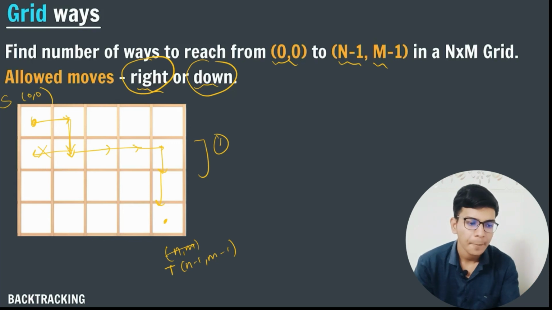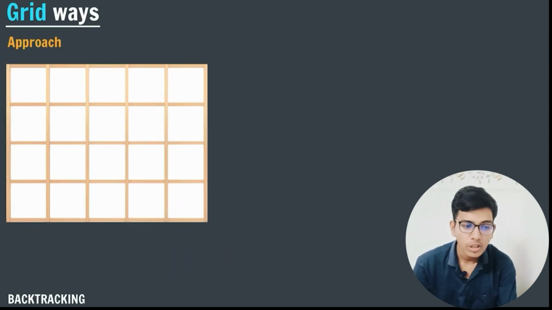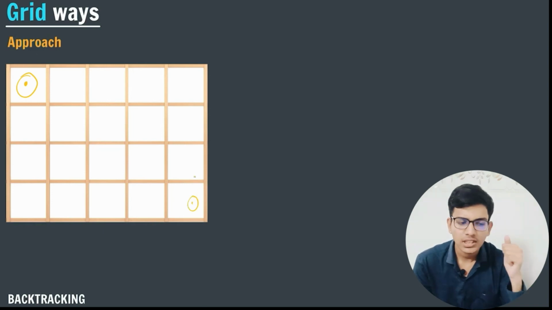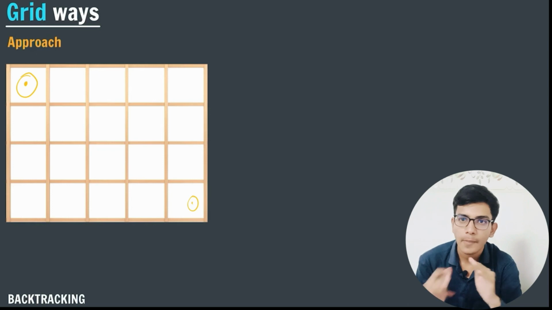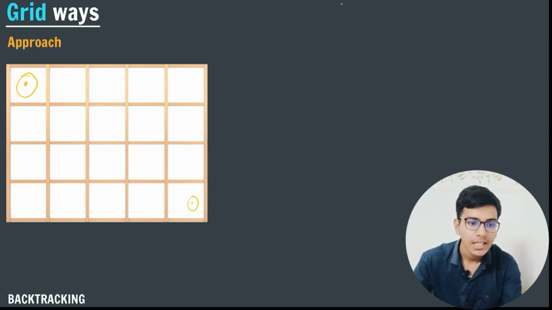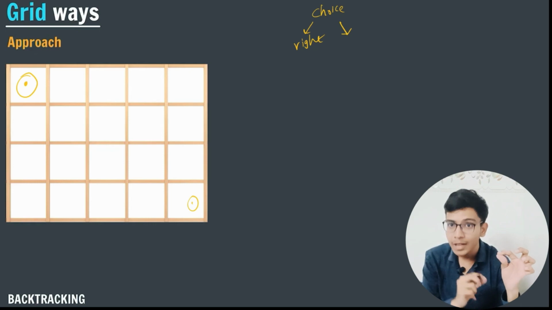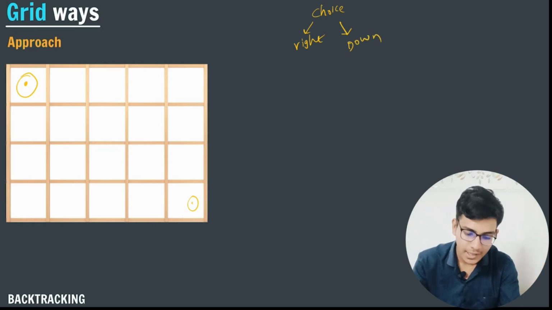Now let us talk about how we can solve this question. Now let us talk about the approach of this question. So this is my starting point, and this is my ending point. So first thing I want to tell you here, what I told you, that backtracking is all about making choices. At every point of recursion we make a choice. Here what is the choice I am making? The choice is either I can move right or I can move down. So there are two choices I will make at each respective step.